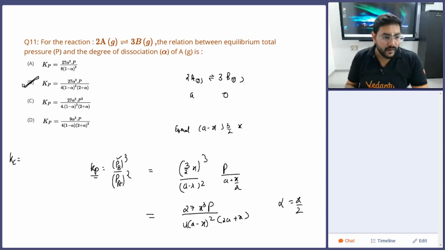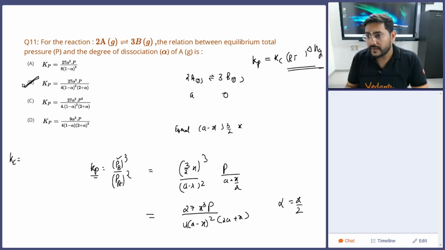Now, we are also aware of the Kp and Kc relationship. Sometimes they ask this question about the Kp and Kc relationship. So Kp is Kc (RT) to the power delta ng. Yes?